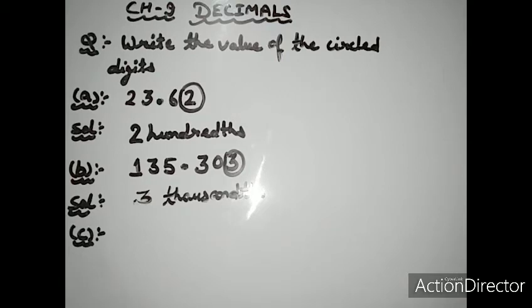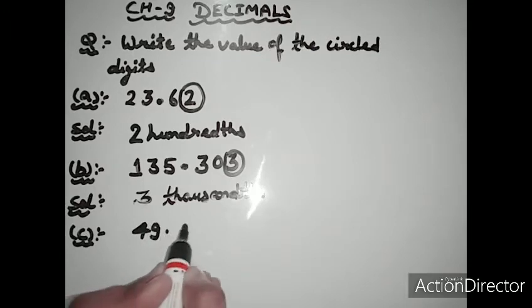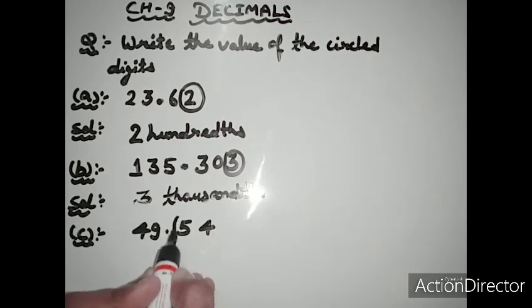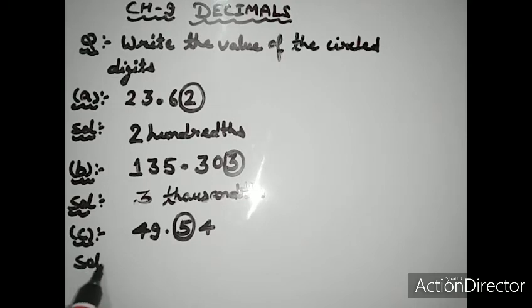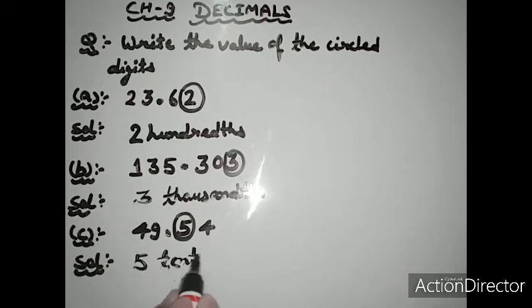Now here we take another example. It's the C part of this question, and the number is 49.54, and here we circle this number. Now what are the numbers after the decimal? 5 and 4. Now 5 is in the tenths place, so here we write 5 tenths. Okay students, so here we use place values and we write the different places and the value of the given numbers.